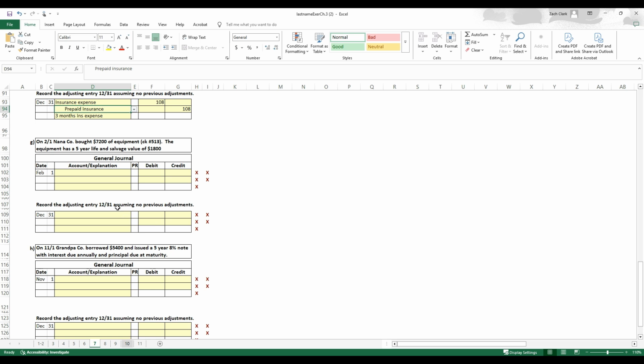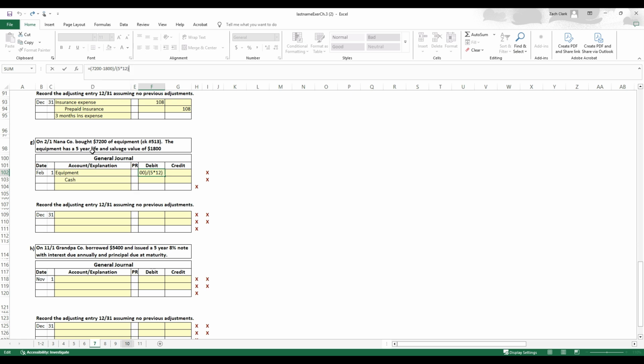Okie dokie, let's see. Okay, so this one we bought some equipment again. It says a check, so let's use cash. So let's do our formula: $7,200 minus an $1,800 salvage value divided by how many months? Let's see, 5 years times 12, so that's 60. So per month, our depreciation expense would be $90, right? This is dividing by 60 months life.